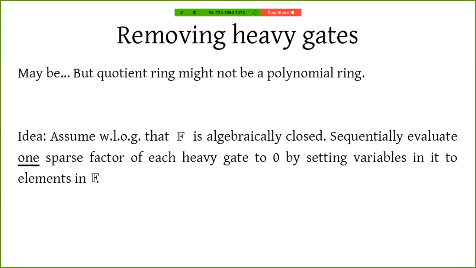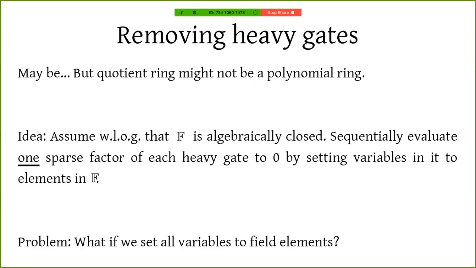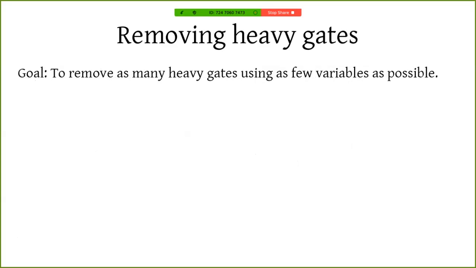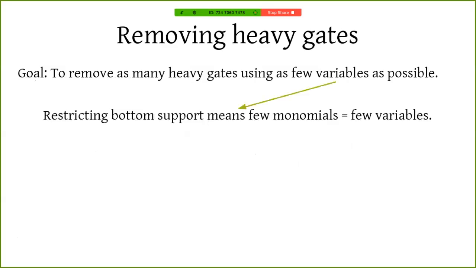An immediate problem with this idea is that what if we set all variables to field elements? In this case, the hard polynomial will become a constant and we won't get any lower bound. The way we deal with this problem is the following. Our goal is to remove as many heavy gates as possible using as few variables as possible. But since we have already restricted the bottom support of the circuit, few monomials is the same as few variables, and so we can afford to get rid of as many heavy gates as possible using as few monomials as possible.